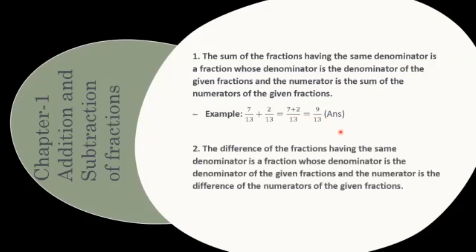Now number 2, the difference of the fractions having the same denominator is a fraction whose denominator is the denominator of the given fractions, and the numerator is the difference of the numerators of the given fractions. Now you can see, my dear, if we see this example, 7 divided by 13 minus 2 divided by 13, 13 is the same denominator, so it will be the denominator, and after that 7 minus 2 will be the numerator. So 5 divided by 13, this is the subtraction of fractions.